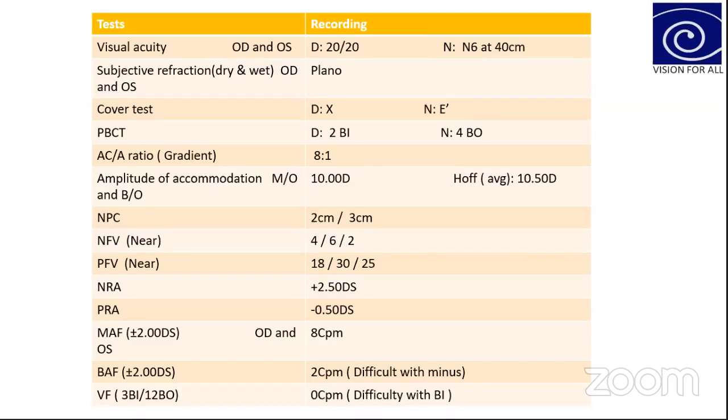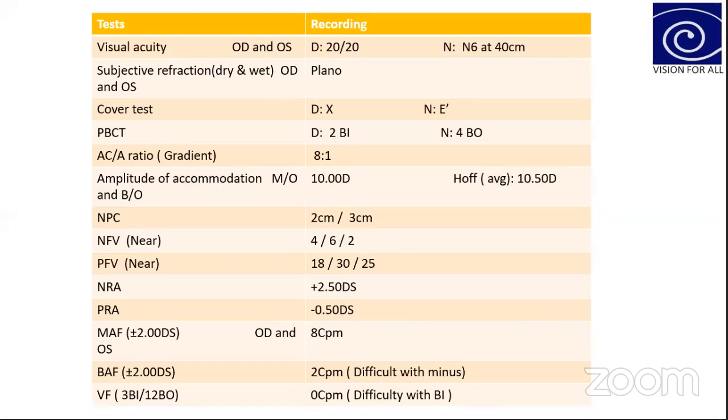Here the exophoria for near is a normal value in the range of 0 to 6 prism diopter exophoria. The prism bar cover test shows 2 prism base in and 4 prism base out for distance and near, and the AC/A ratio was 8:1. The amplitude of accommodation, monocular and binocular, was within normal limits. The near point of convergence had a break at 20 centimeters, which is very close to the eye, and recovery at 3 centimeters.